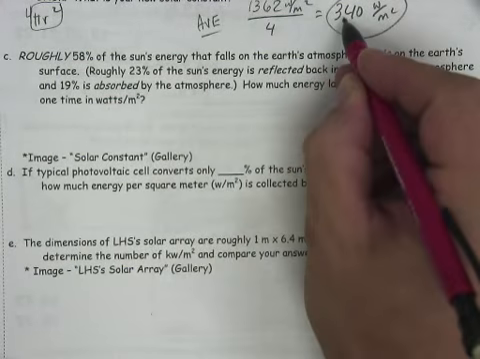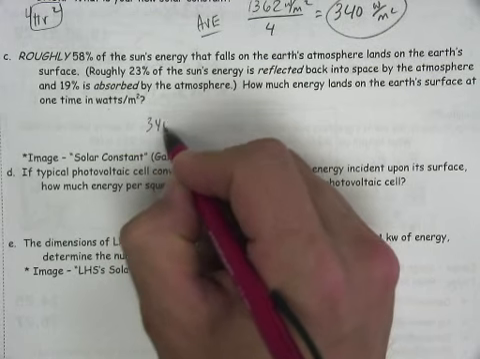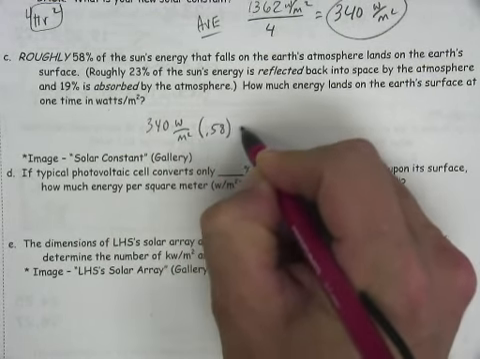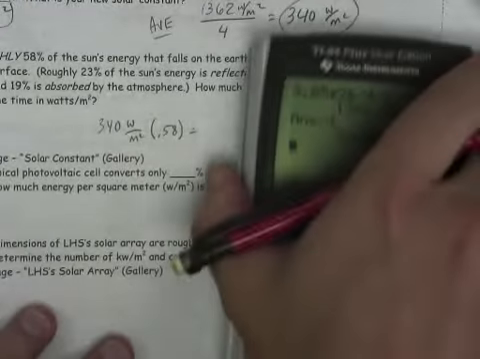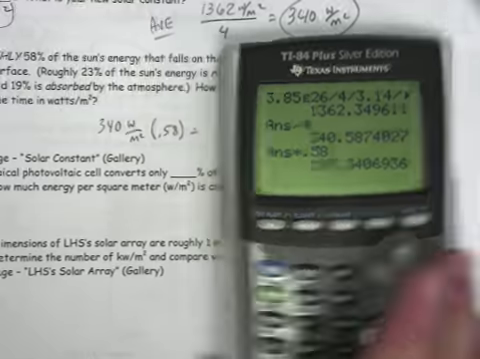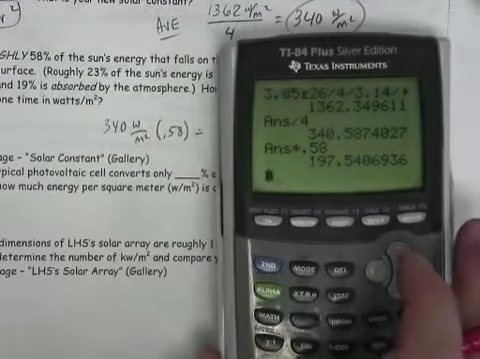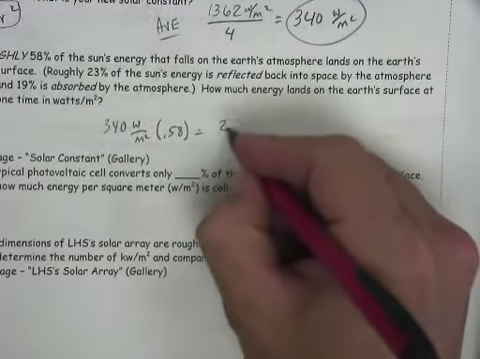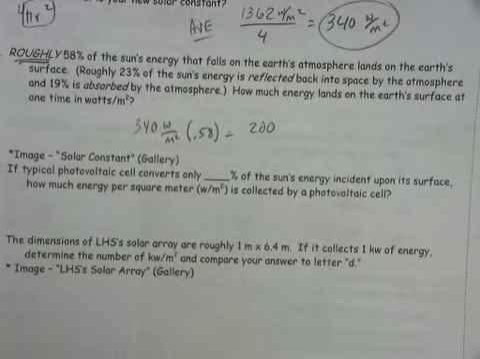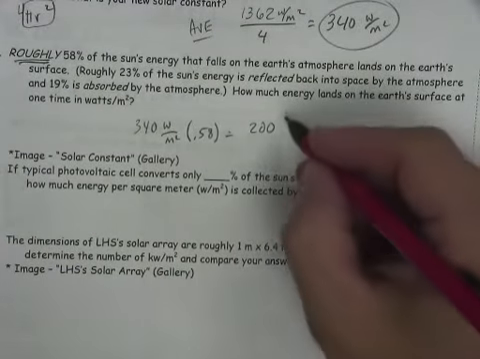So what we need to do is take this number, 340 watts per square meter, and multiply it by 58%. And that'll be a number that's a little more realistic, because not all that light hits the ground. So now it comes out to be 197. I'm just going to round it off to 200. Remember, this was roughly over here, so it's not an exact number, but it's a good ballpark number.